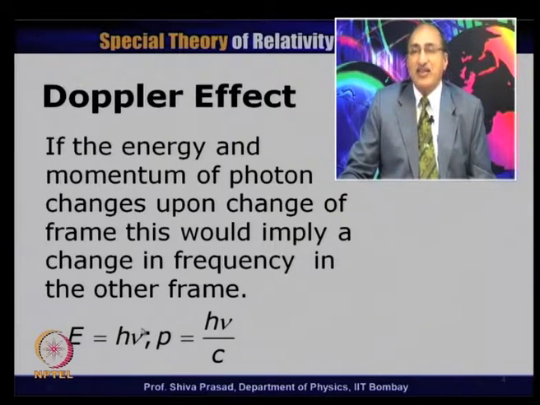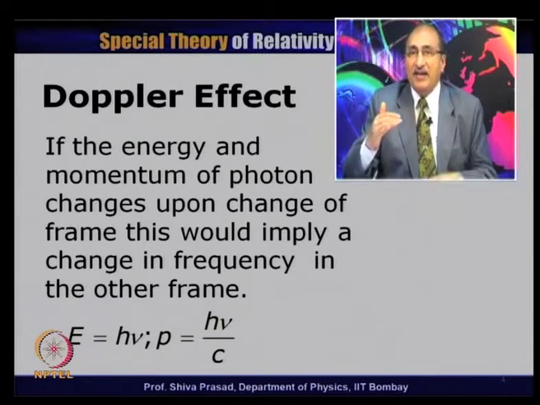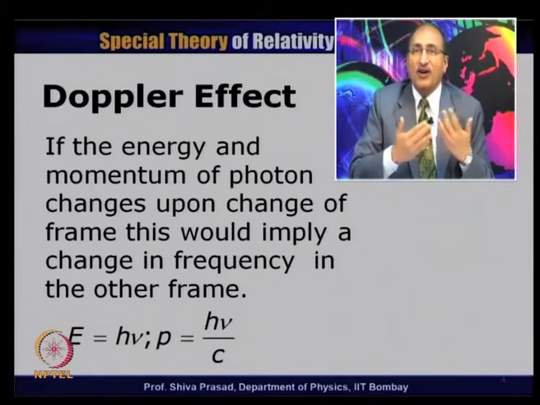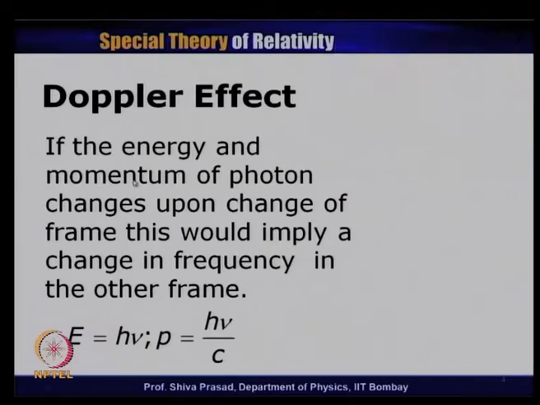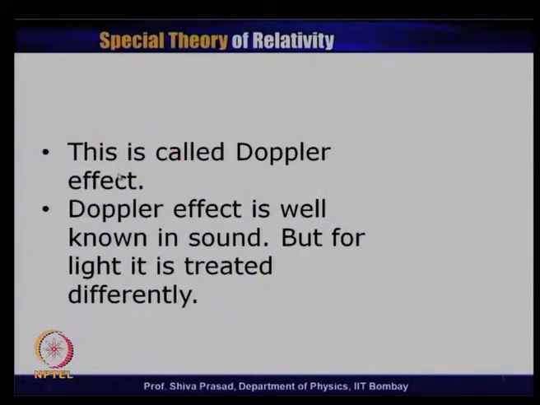It means if I change my frame of reference, then this is equivalent to saying that the frequency of the photon has changed, though its speed has not changed, remember. So, its frequency has changed, and this change of frequency, once we go from one frame to another frame, is called Doppler effect. So, that is what we have written. If the energy and momentum of the photon changes upon change of frame, this would imply a change in frequency in the other frame. This is called Doppler effect.